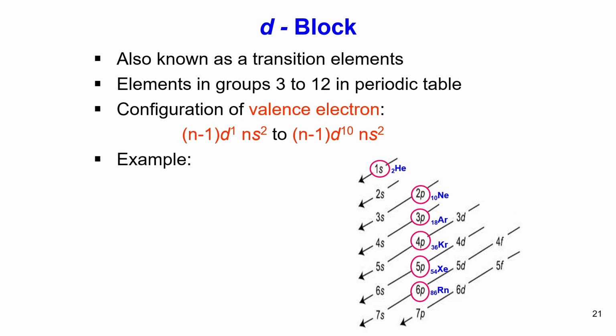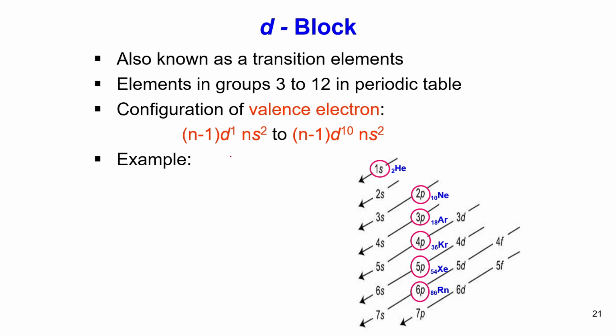So these are the elements in the d block. They refer to all the transition elements, the elements that are in group 3 until group 12. According to the valence electronic configuration, we have (n-1)d1 until ns2.